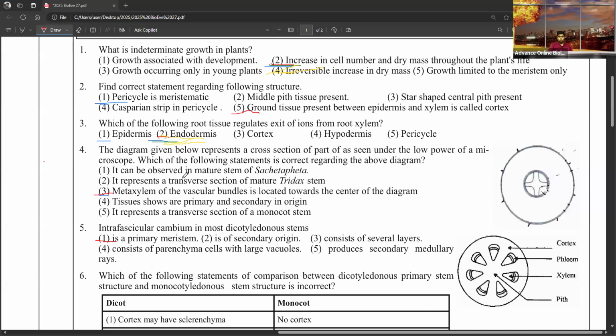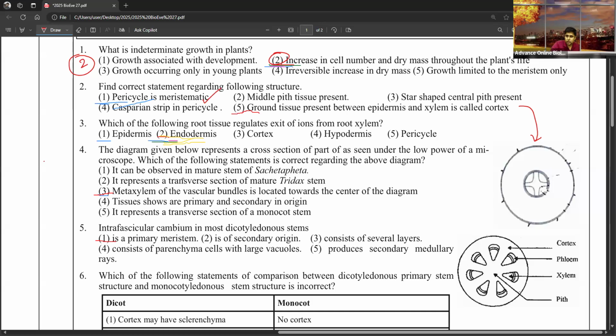Okay, first question: what is indeterminate growth? We'll take the second one as the answer. Second is correct. Next: find the correct statement regarding the following structures. Pericycle is meristematic. Middle pith tissue is present.